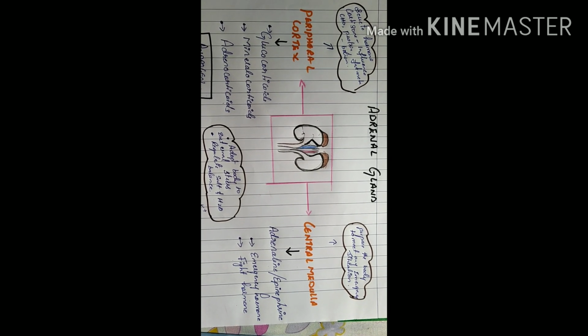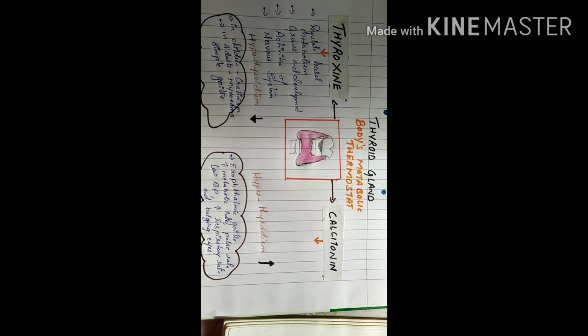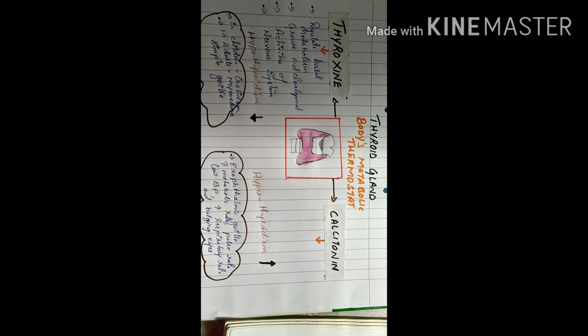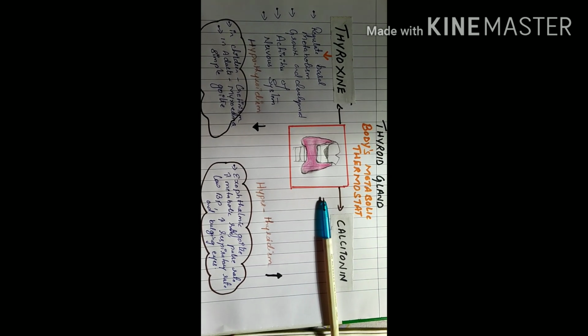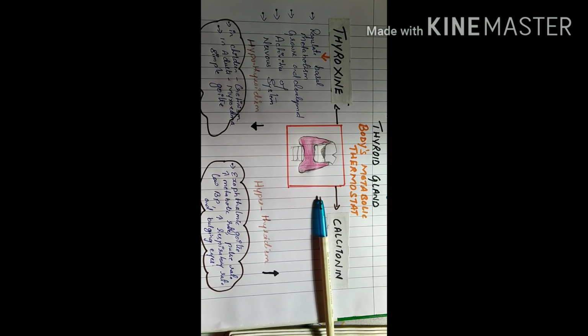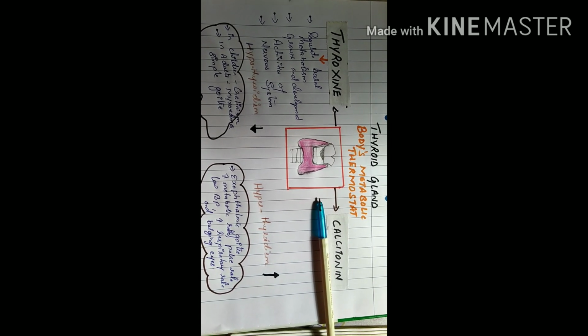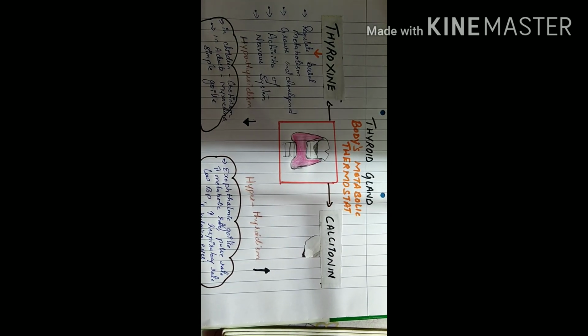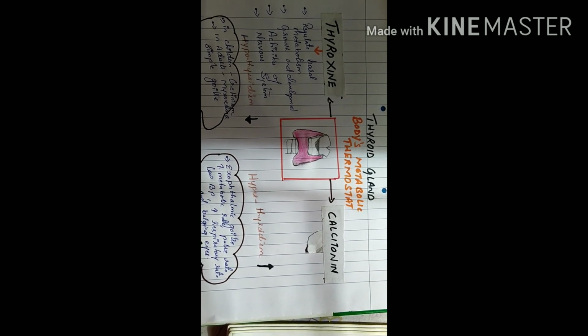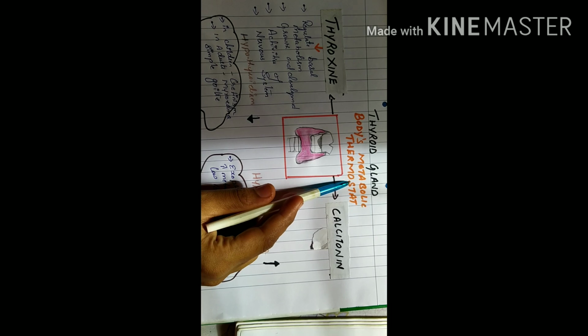So the next is the pituitary gland. Sorry guys, not the pituitary gland. The next is the thyroid gland. The thyroid gland is the body's metabolic thermostat. As you can see, the structure of the thyroid gland.